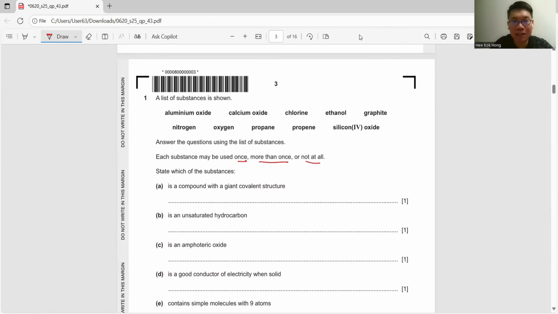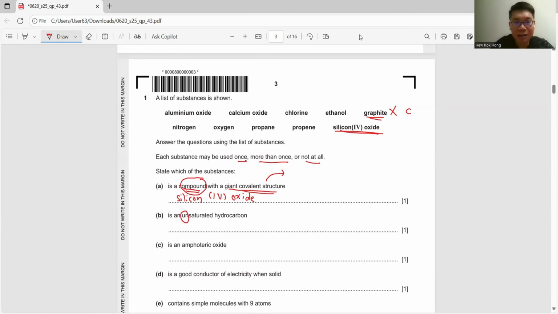State which of the substances is a compound which has a giant covalent structure. So for giant covalent structures, we know diamond. We also know graphite. We also know silicon(IV) oxide, but here they request a compound. Graphite is an element. It only comes from carbon, so we cannot choose graphite. We can only choose silicon(IV) oxide.